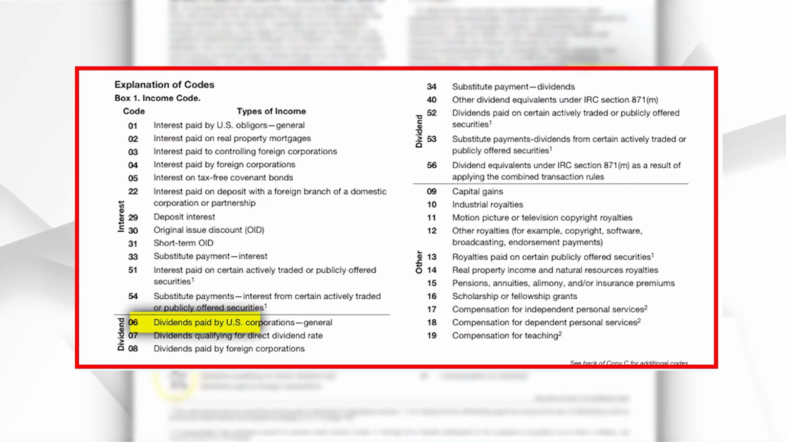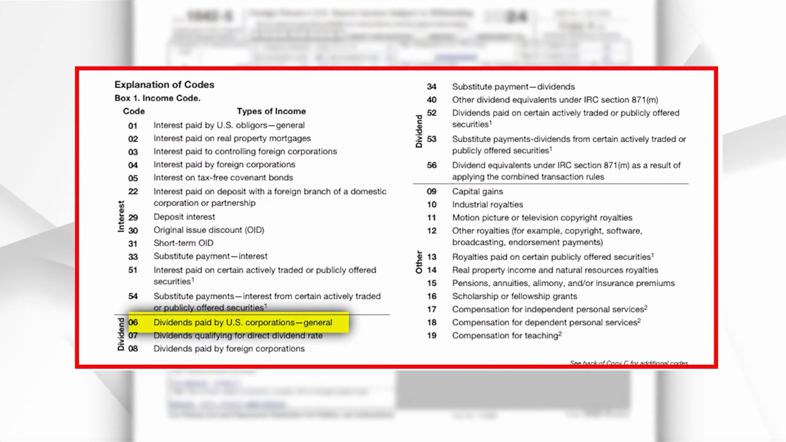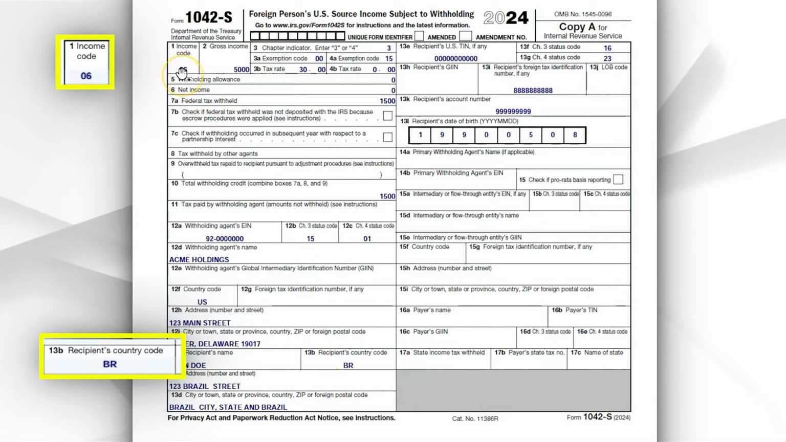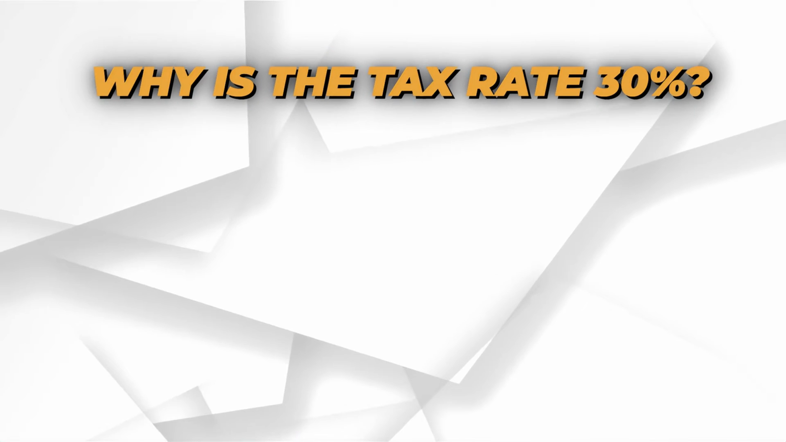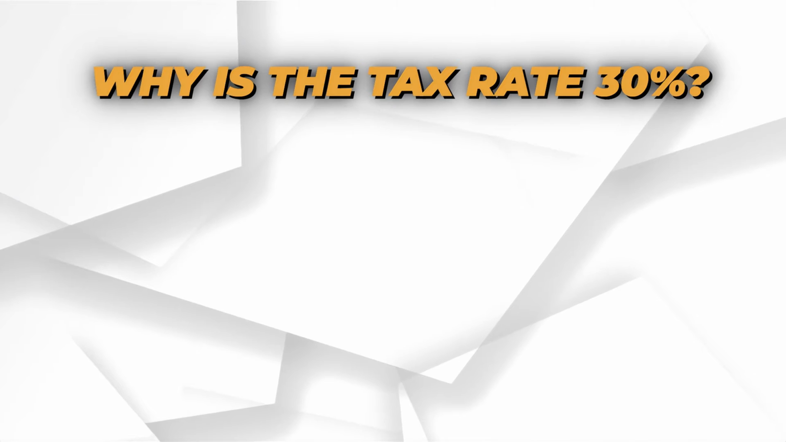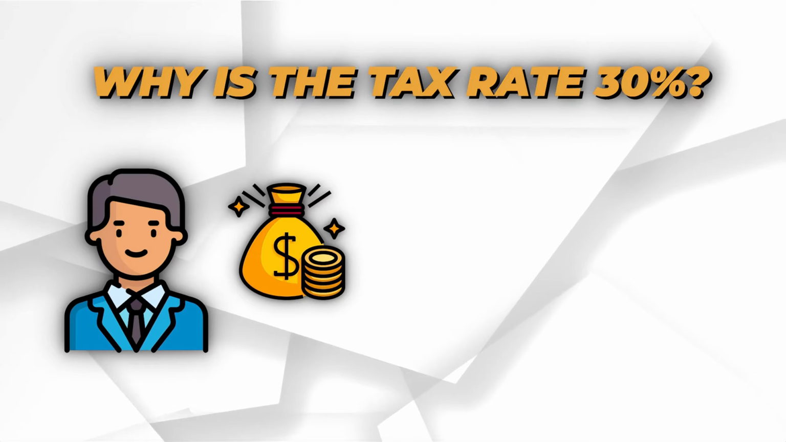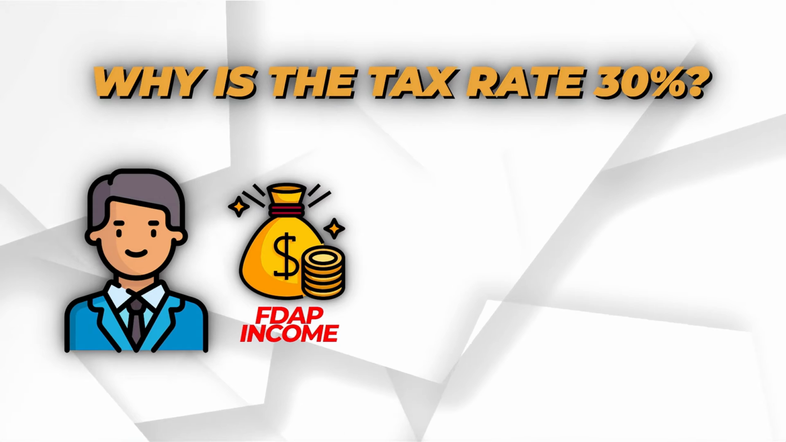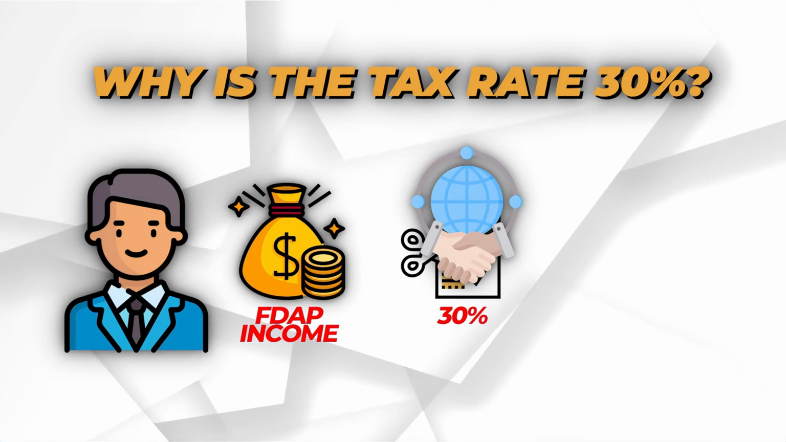When you go down here, you can see that under box 1, income codes, you have 06, which is dividends paid by a US corporation. So this tells us that this Brazilian resident or taxpayer received dividend income, and the tax rate is 30%. Now, why is the tax rate 30%? The US tax code says that if a foreign person or a non-resident alien is paid specific types of income, which is generally FDAP income, it is subject to 30% withholding unless there's a treaty that overrides the 30% withholding.